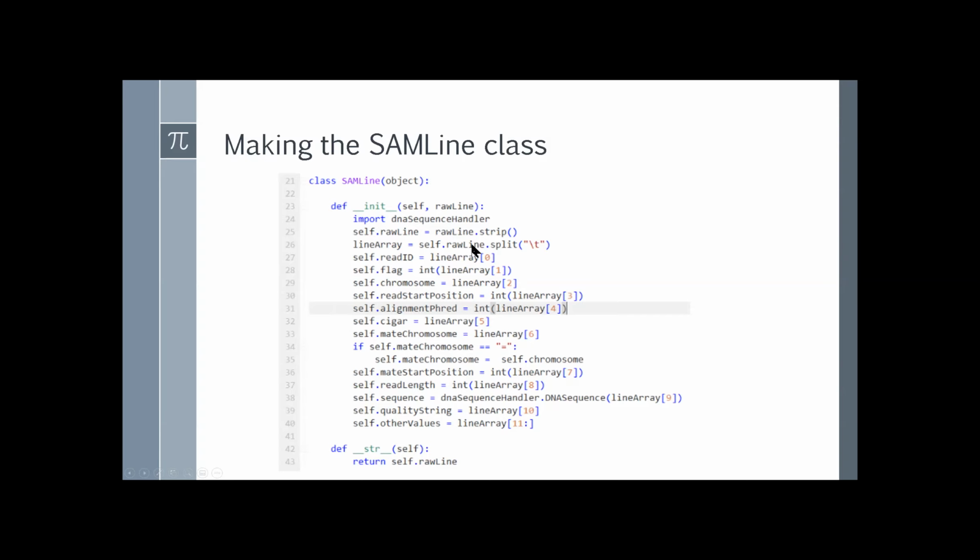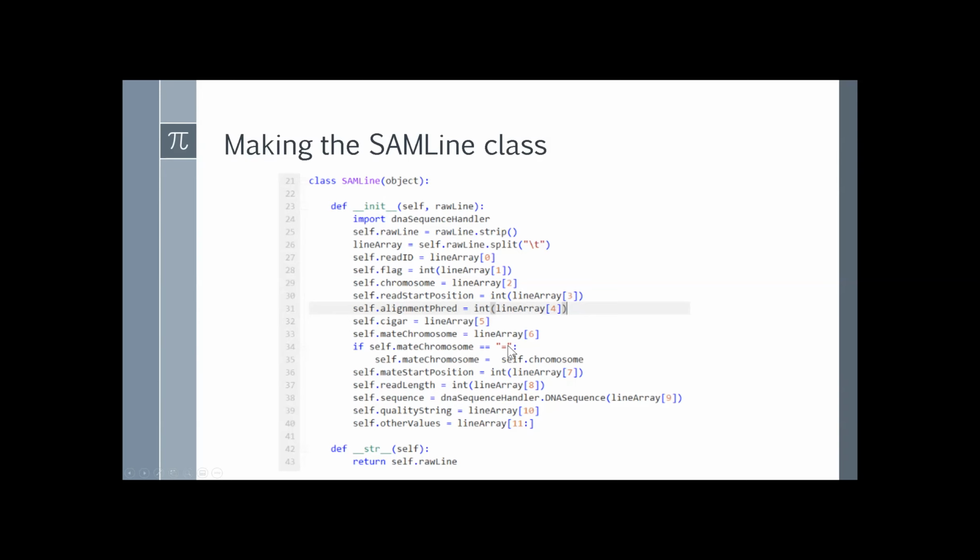We're also going to have a line array, and this is calling the split function on the raw line, splitting it by the tab character. And then I'm setting a bunch of different attributes. So it's just setting self.readID equals line array element 0, self.flag equals line array element 1, stored as an integer because we know that the flag values are always integers. Self.chromosome equals line array element 2, self.read position, line array element 3, stored as an integer because again, these values are always integers. Mapping scores, integers, CIGAR strings, those are strings, and so on and so on.